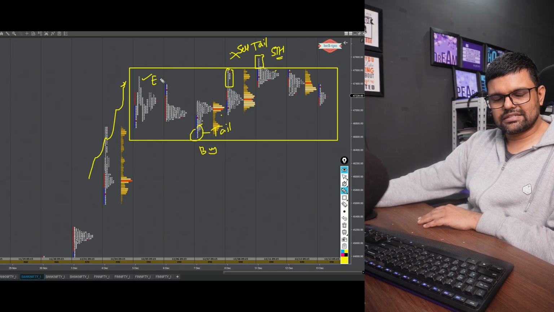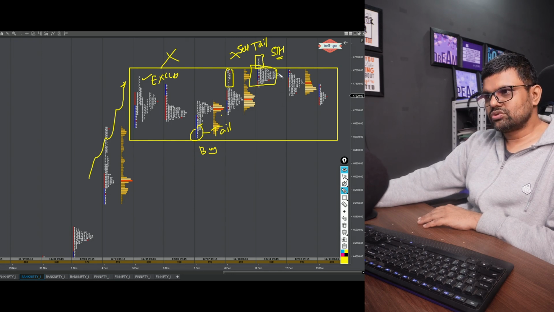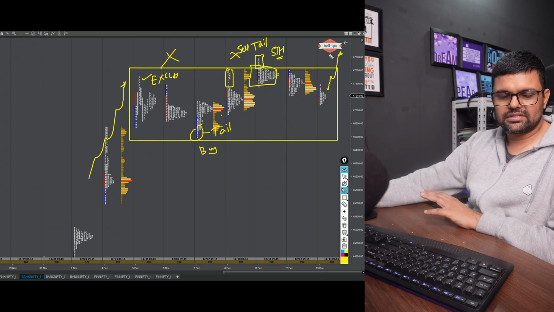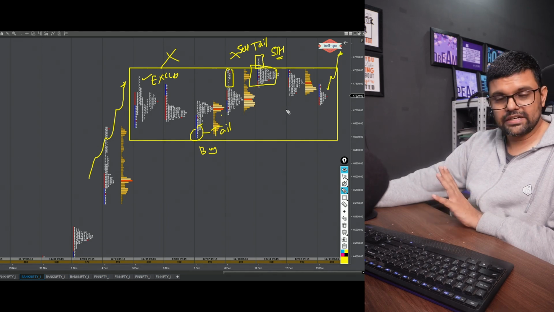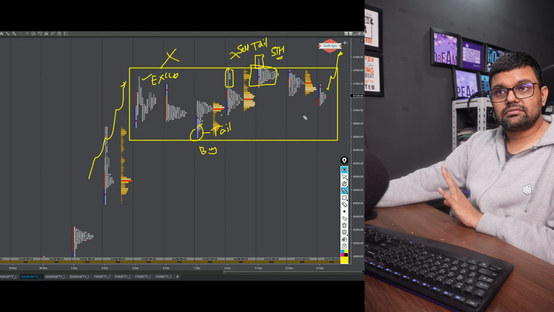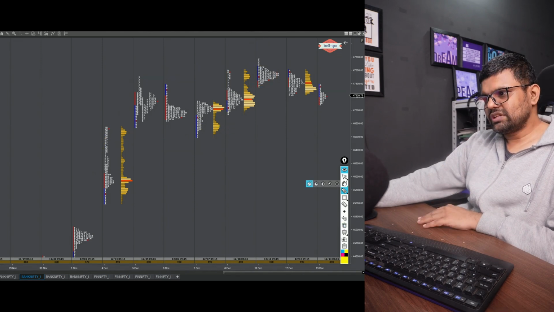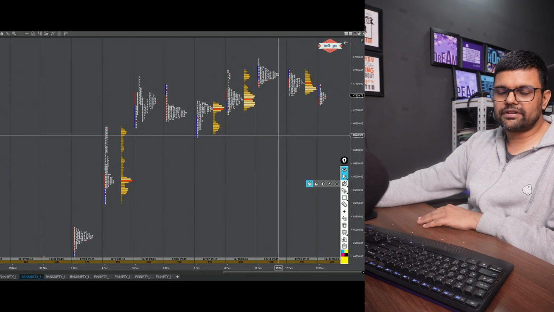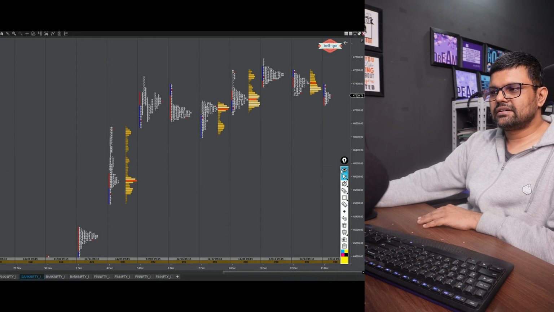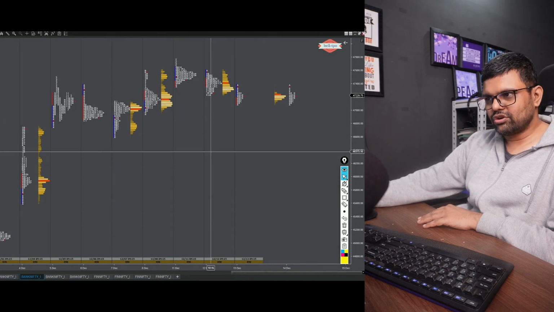This is an excess, right? And if you find acceptance inside the excess, that is actually not good. This acceptance may be hinting towards higher prices. Whether it happens or not, time will tell, but that can be what is happening here. So that is how you differentiate between excess, tails, and failed auctions.